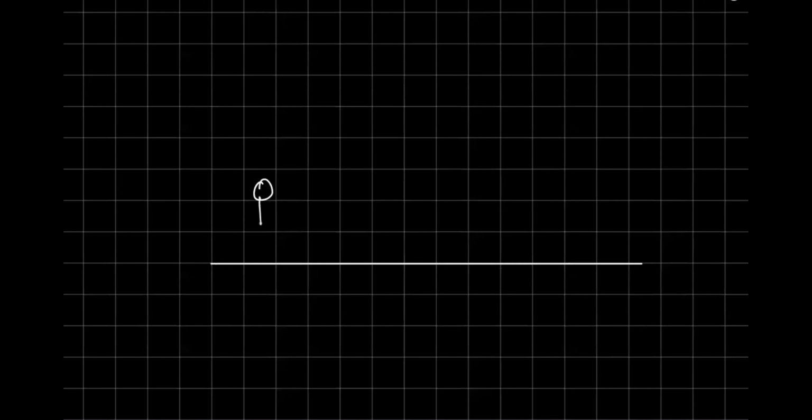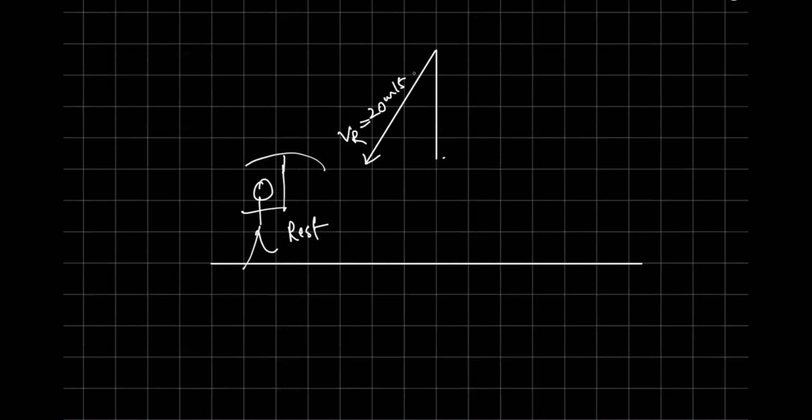So this is your man who is standing on the ground holding the umbrella. So you observe, and he is at rest. He observes the velocity of rain to be falling. This is the velocity of rain, that is 20 meters per second, and it is falling at an angle of 30 degrees. Now, what should be the speed of this man so that the velocity of rain with respect to man appears to be falling vertically?